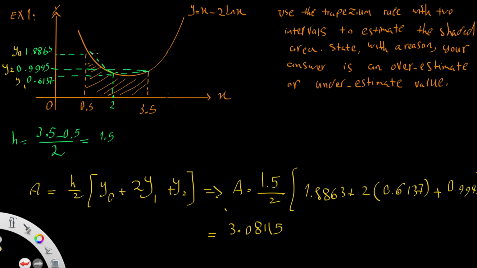Now to state whether it is an overestimate or underestimate, as you see, the curve bends upwards and the trapeziums that you have made are above the curve. So that's why we can say that it is an overestimate, because the curve bends upwards and the trapeziums go above the curve in this interval and here as well. So the answer that you have found is actually a little bit more than the actual area under the curve.